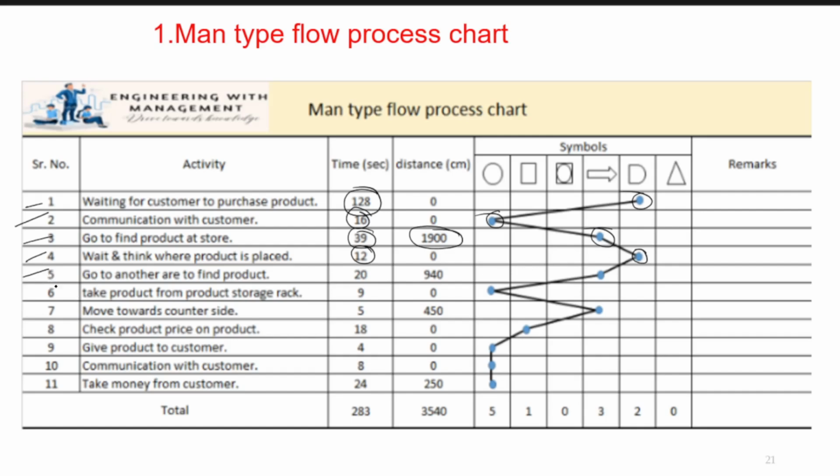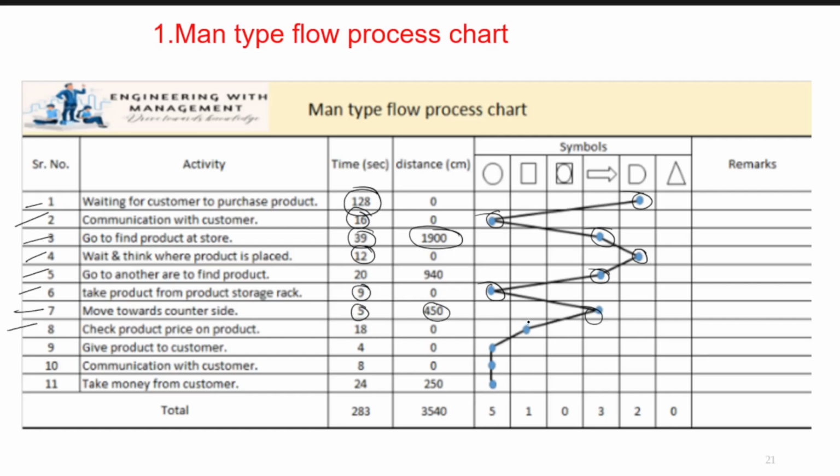Go to another area to find the product. So that is transport of the man. Then take the product from the product stage. The time is mentioned and it is an operation. Move towards the counter side. The time and distance are mentioned, so it is transport.